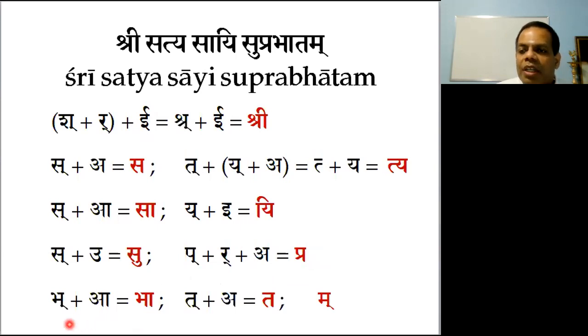Okay, please note it's the aspirated bha. Okay, the fourth letter in the pa varga. Plus a, which is the longer akara. So you get bha. Okay. The next letter is ta, t plus a gives you ta. The last letter is ma. Suprabhatam.